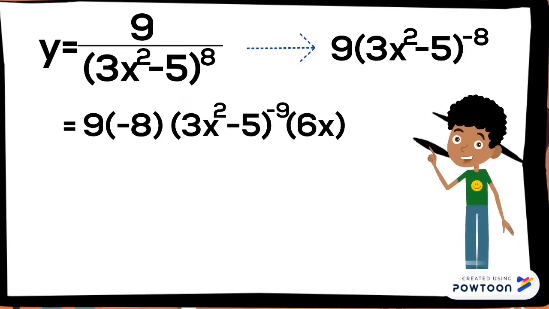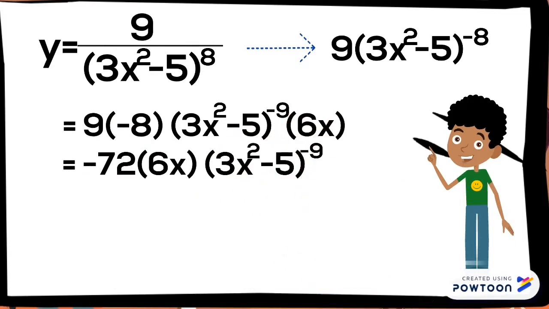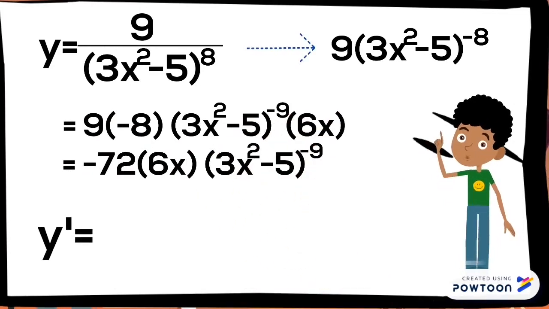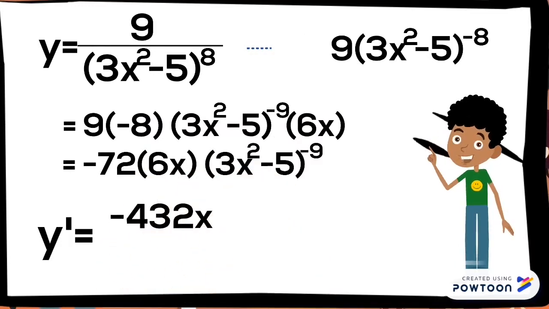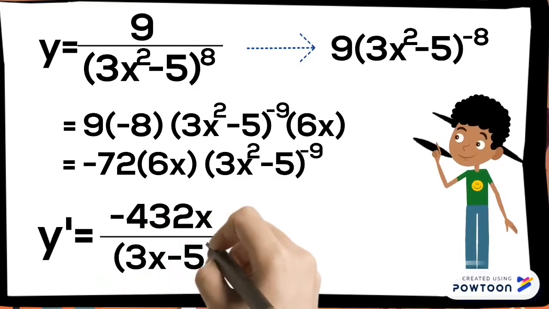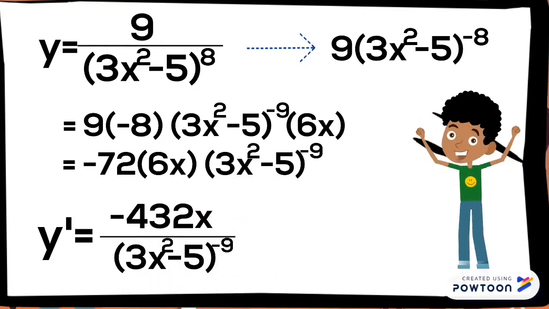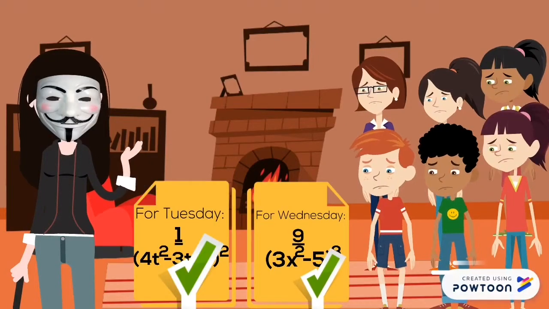9 times negative 8 is negative 72. Multiply it to 6x. 6x times negative 72 will give us negative 432x. And again, seeing that the exponent is negative, we can bring it down, so the final answer is negative 432x over the quantity of 3x squared minus 5 raised to the power of 9.